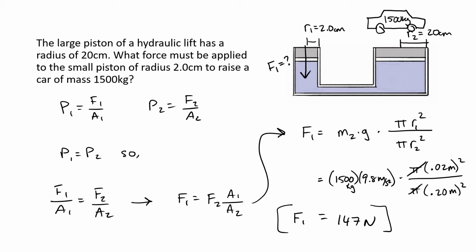So in comparison, at least so we can see what's going on, we're applying 147 newtons on the left side, and we're lifting up a whole car, where I already did the math. This right here is 14,700 newtons. So that small amount of force is producing a lot of force on the right side. Okay.